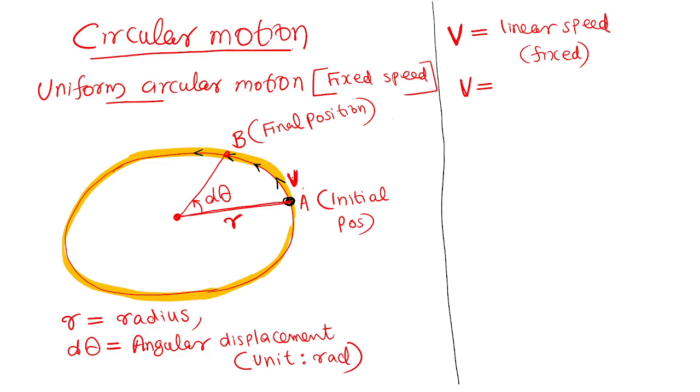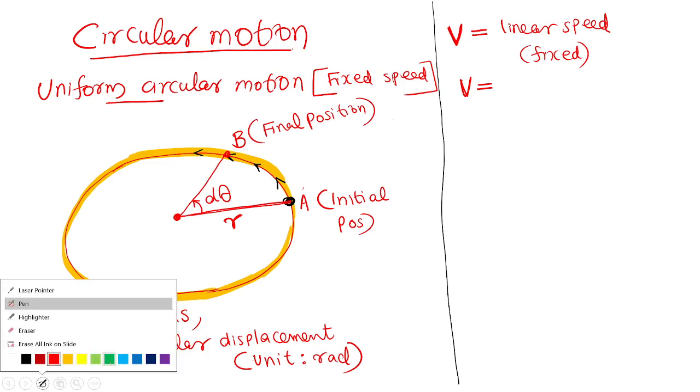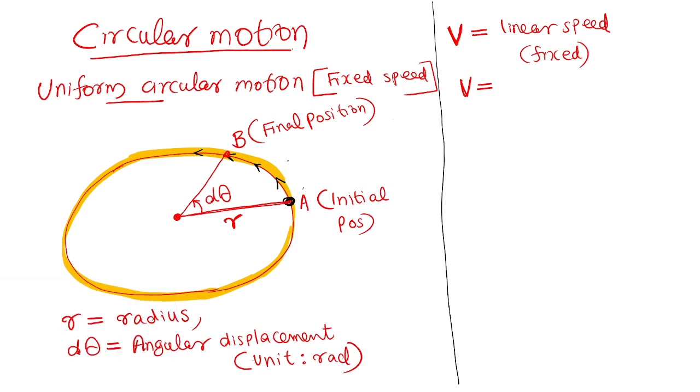To find out the velocity, let me call it speed. The speed is given by the distance covered divided by time. Suppose a small time dt is required for traveling from A to B. So in dt time, I travel from A to B, and I got an angular displacement d theta.